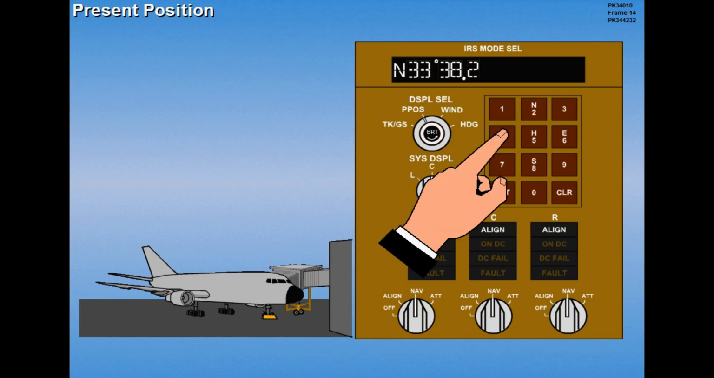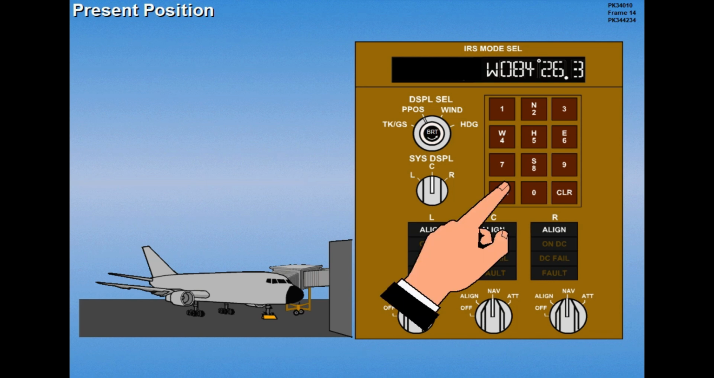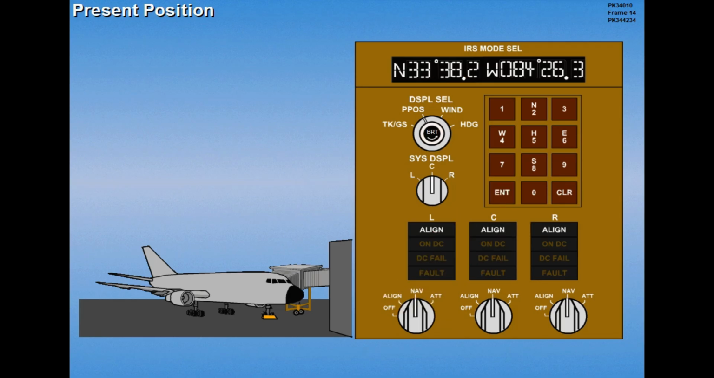Selection of E or W will cause that letter to appear in the longitude display, accompanied by the appropriate punctuation marks. Again, as each number is entered, it will appear on the right side of the display. When data entry is complete, press the Enter key to enter the longitude into the IRS.